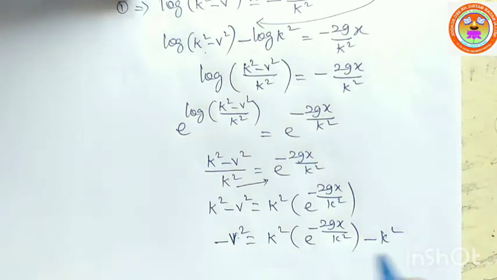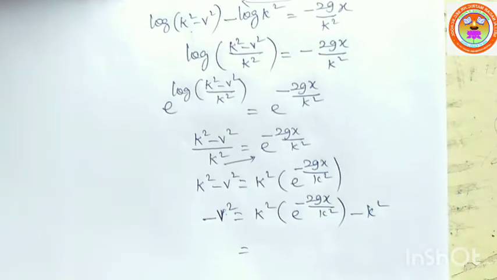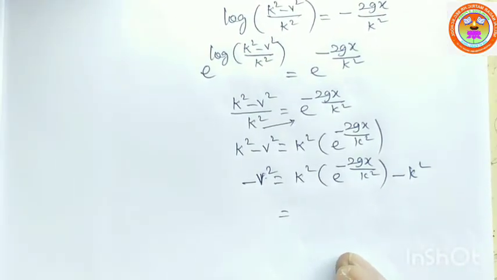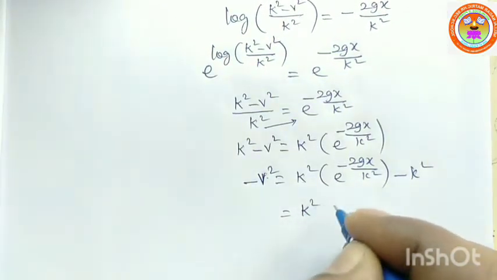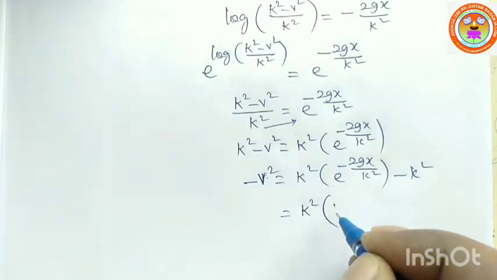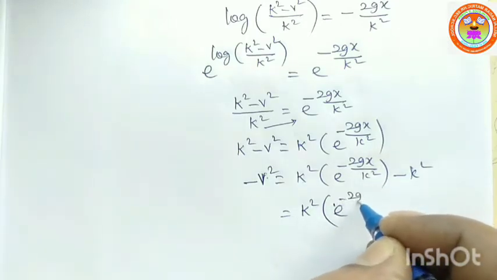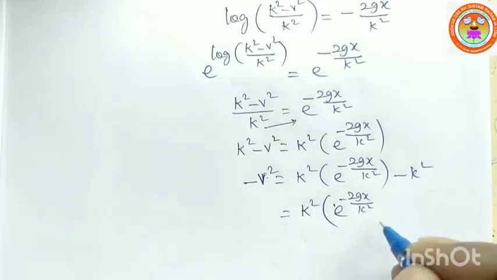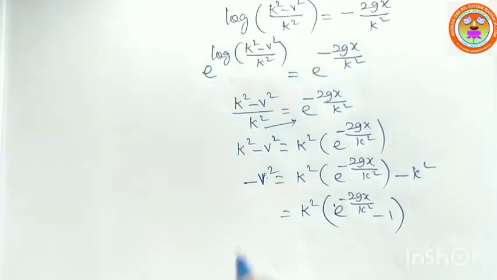Here k square is constant, k square is common. Take the common term outside. When we are taking the common term, k square into e power minus 2gx by k square minus 1. This is minus b square. So, what is b square then?